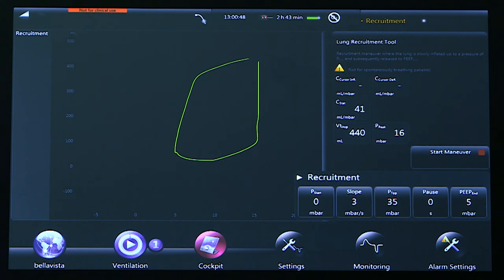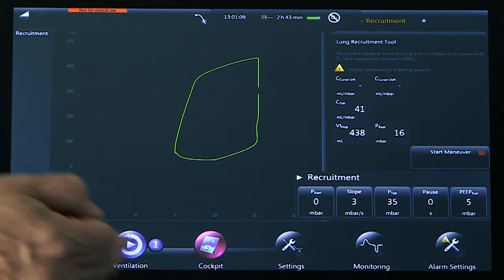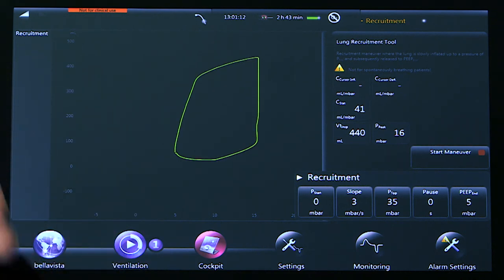The slope is how fast we inflate the lung. On an assessment maneuver, we would normally say 3 centimeters of water per second, but for a recruitment maneuver, about 5 centimeters per second is about right. The pause is the easy part. This is where we hold the breath in for a maneuver. For the assessment it's 0, but as a recruitment maneuver it would be about 10 to 20 seconds, depending on the patient. And the last part is the PEEP level, which is the new PEEP level we believe the patient should need after the recruitment maneuver.